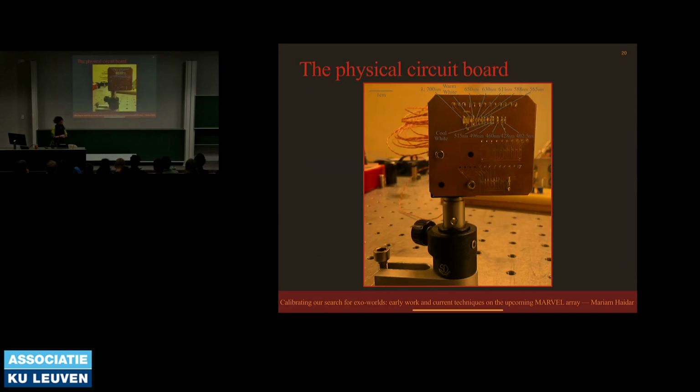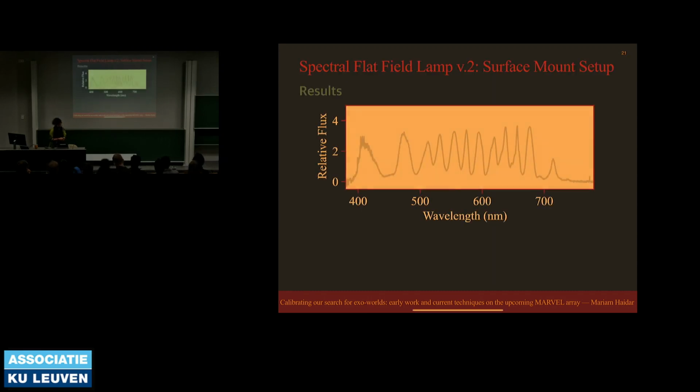So this is the physical circuit board. I did not make this. I worked with the technicians who made this, but these were the failed versions. This was the version that we ended up using. So you can see the different wavelengths here. They're all organized by their peak wavelength, so that's what the numbers correspond to. This is the scale. The whole setup was very small. It was very cute. So when we used it, this is what we ended up getting as our spectrum.